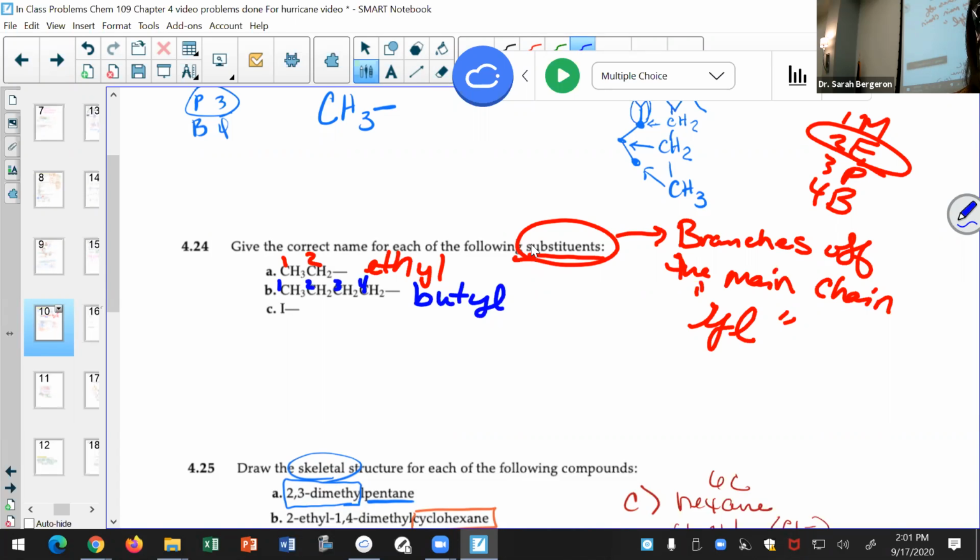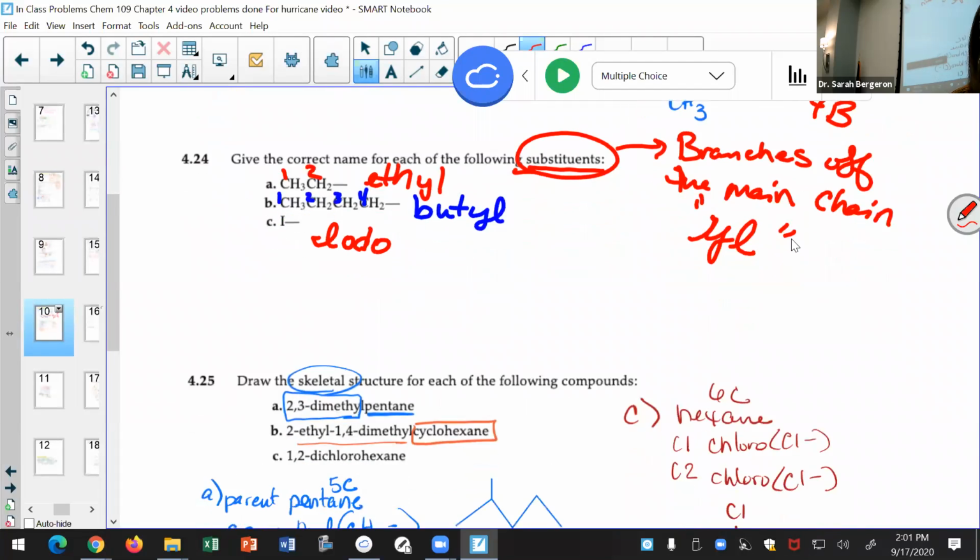All right, so how about these ones that don't have any carbon? It's just got iodine. How do we end those? Iodo. Or fluoro, or bromo. It ends in the O. Okay.